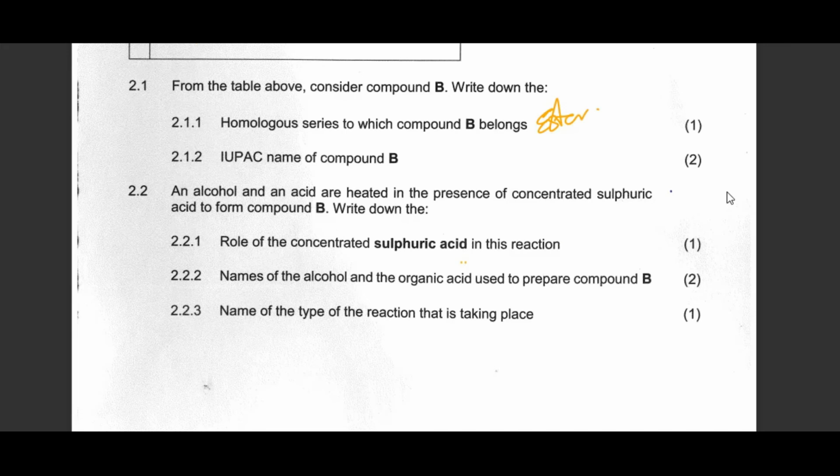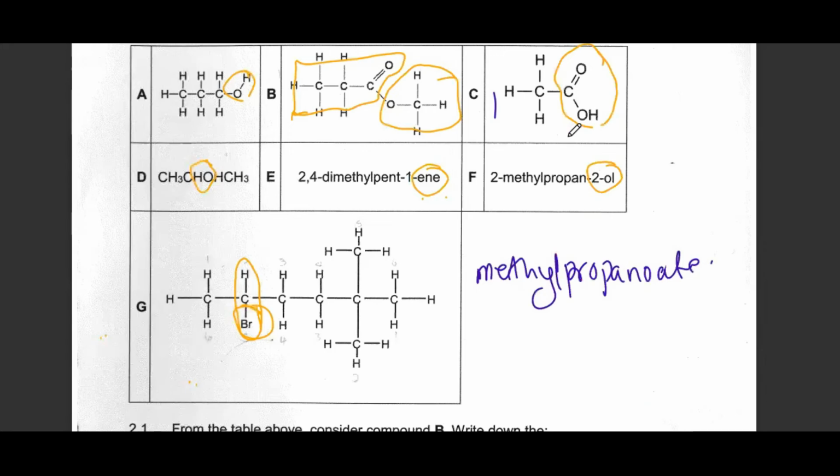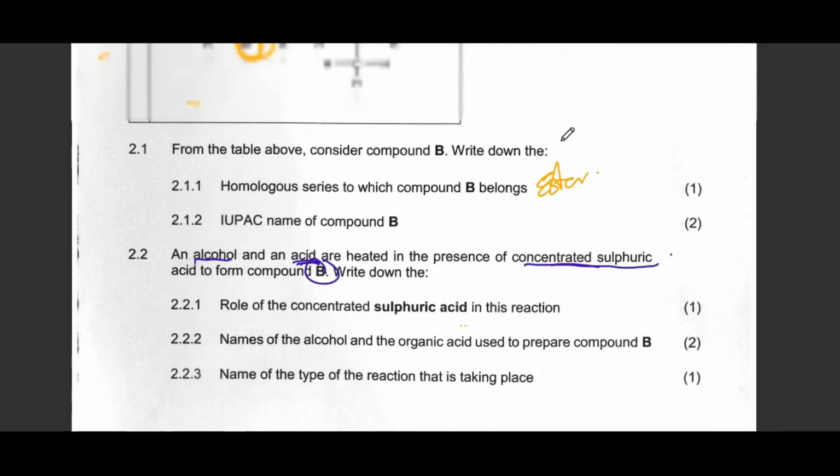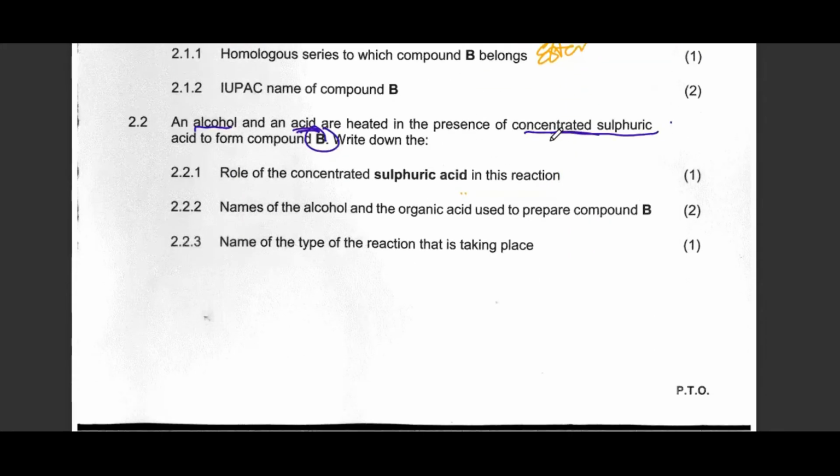And then they are saying that alcohol and acid are heated in the presence of concentrated sulfuric acid. It means that they are looking at the alcohol and the organic acid, in the presence of a mineral acid, which is concentrated sulfuric acid, to form compound B. So now we said, what is compound B? Yes, we have seen compound B is methylpropanoate.